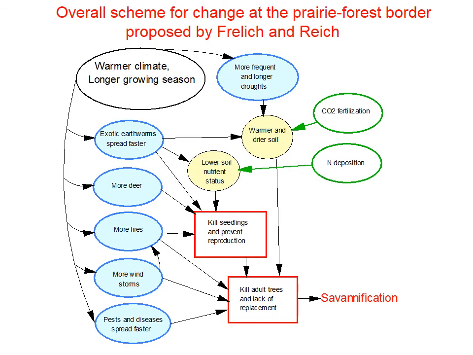So the overall scheme here for the prairie forest border is a number of factors in the blue ovals: frequent and longer droughts, and chronic higher evaporation than precipitation, spread of exotic earthworms, more deer, more fires, more storms, more pests and diseases. And these will all kill adult trees and also prevent seedlings from being successful in replacing the trees. And hence, all of these factors will help push the prairie forest border along on its journey toward the northeast in Minnesota as the climate warms.